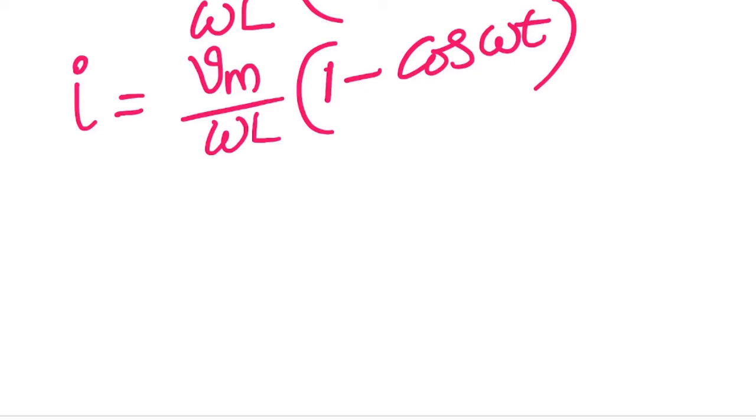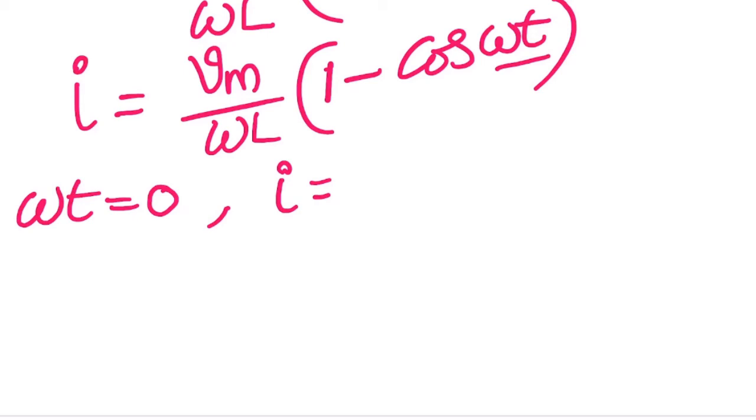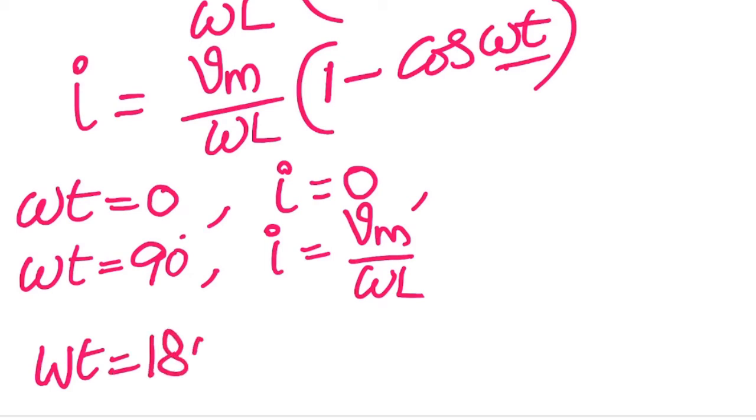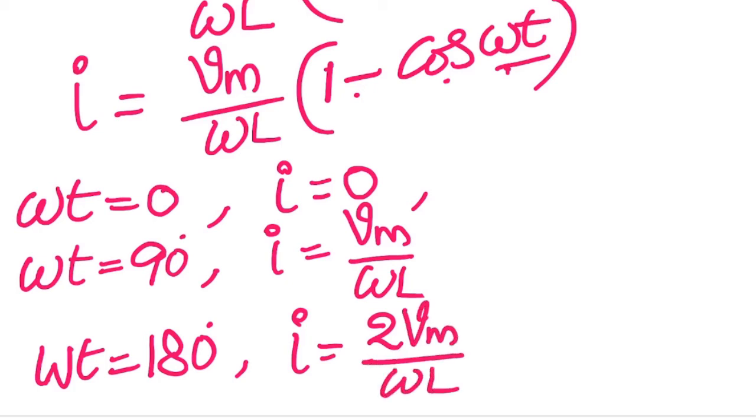Any waveform is always drawn between 0 to 360 degrees. If I take omega t equal to 0 degrees, the current is Vm by omega L times 1 minus cos 0, which is 1 minus 1, so 0. If omega t is 90 degrees, cos 90 is 0, so the value is Vm by omega L. If omega t is 180 degrees, cos pi is minus 1, minus of minus becomes plus 1, so the value is 2 Vm by omega L.